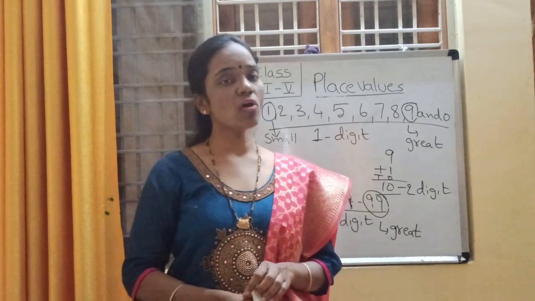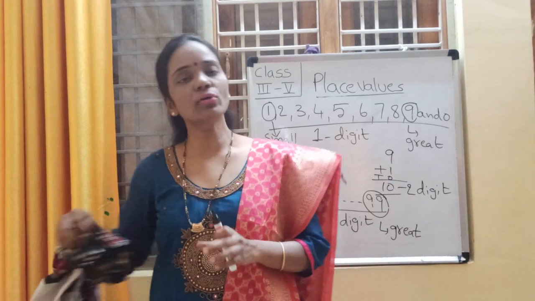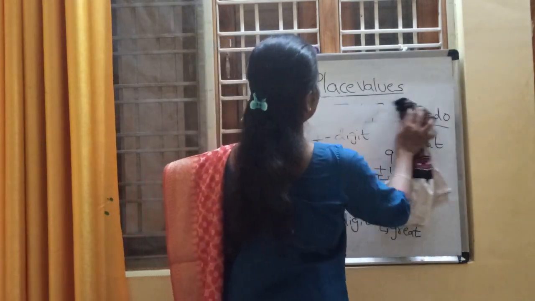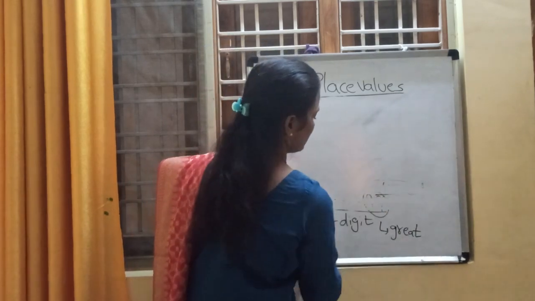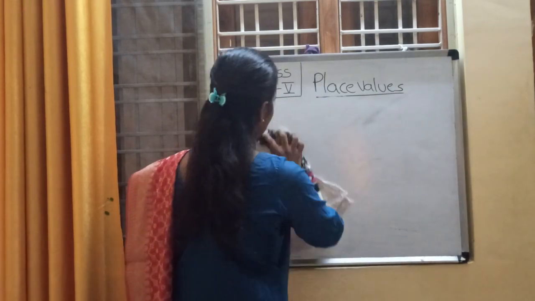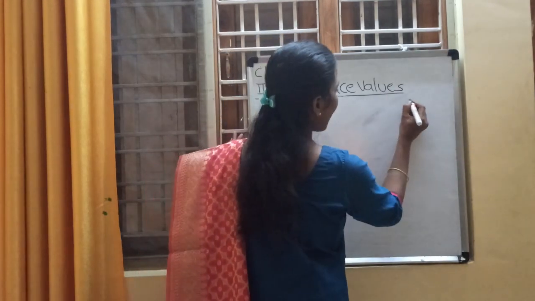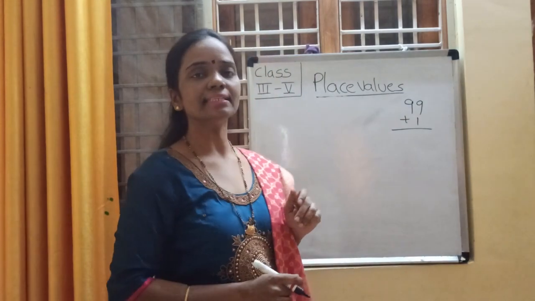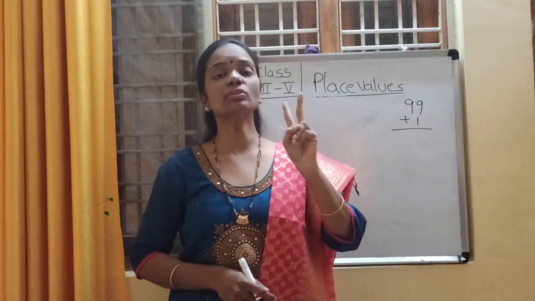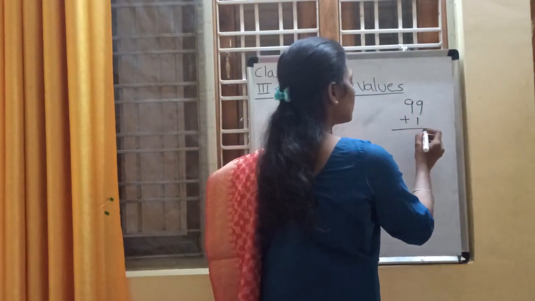And after 99 what number will come? 100. 100, how do you get, children? Yes, I will write on the board. When we add 1 to the 99. Here what is 99? 99 is the greatest two-digit number. When we add 1 to the greatest two-digit number, we will get 100.